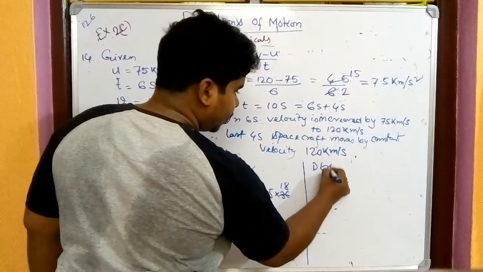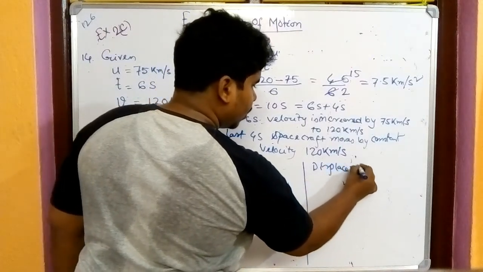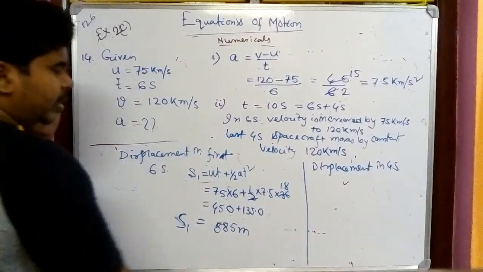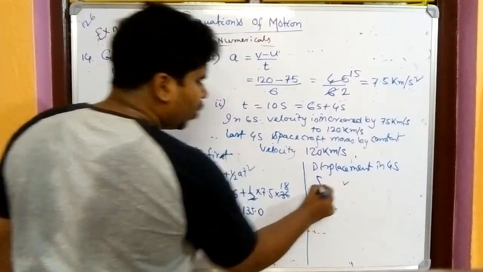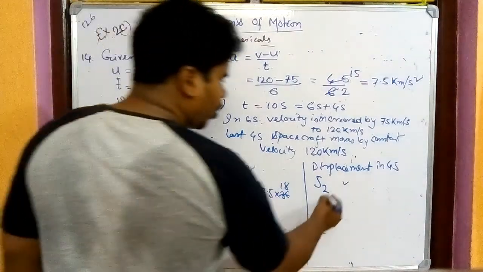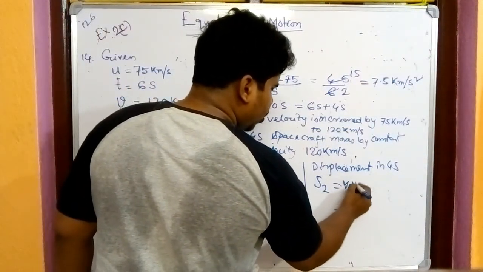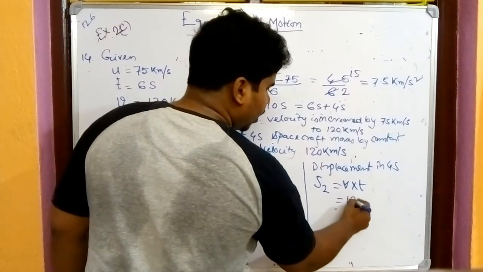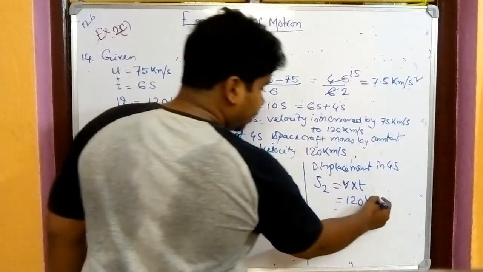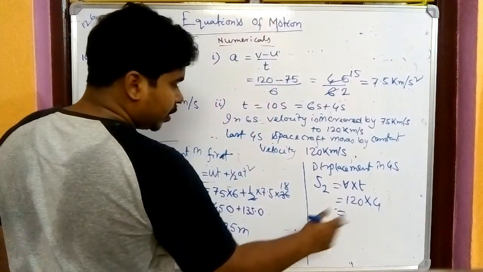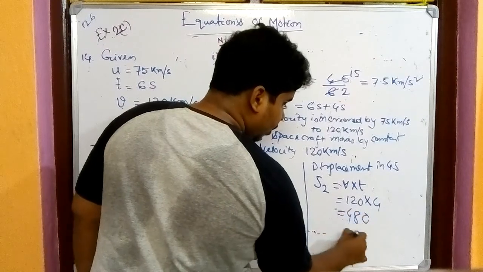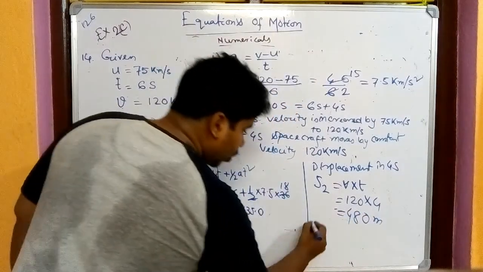Now the displacement in 4 seconds, so it is S2. Here you see no acceleration occurs. In S2 there is no acceleration, so it is simply v into t. v is 120 and t is 4 seconds. Multiply, 480 meter.